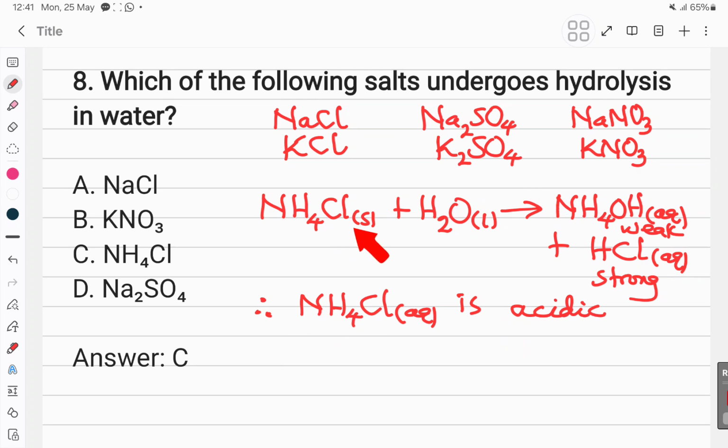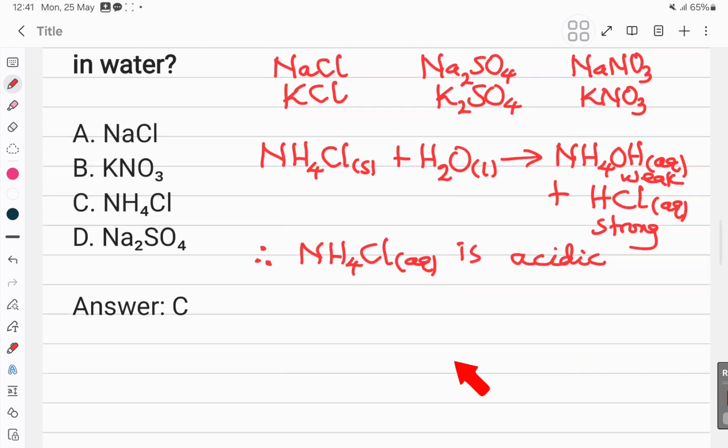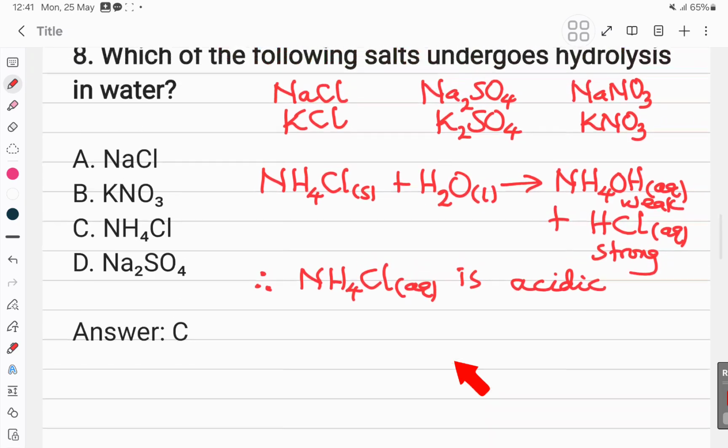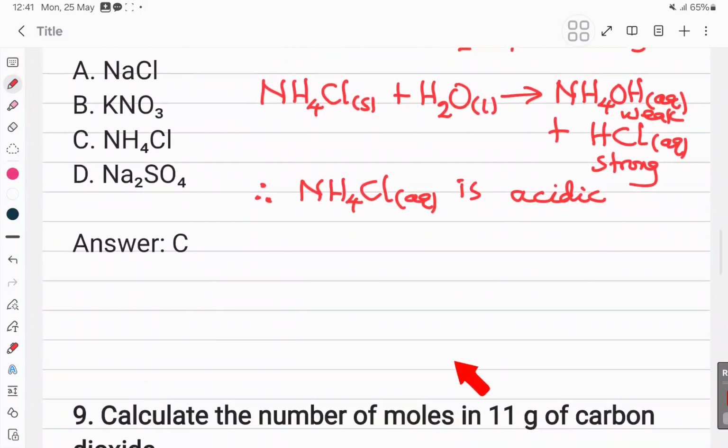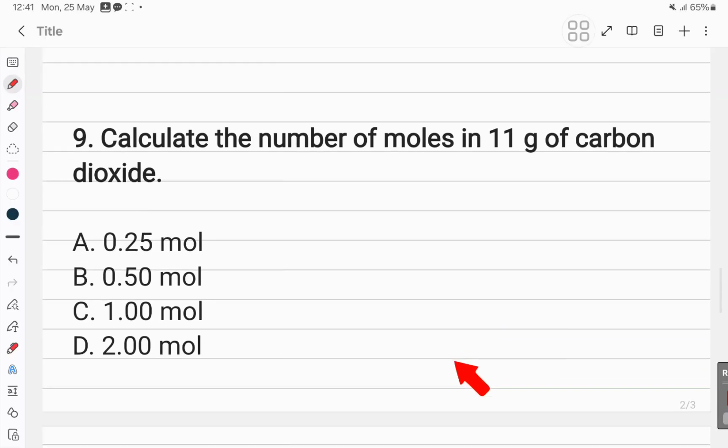So hydrolysis is when a salt dissolves in water and forms either an acid or a base solution. That is, the solution will not be neutral. So the correct answer here is C. Let's go to the next question, question 9.